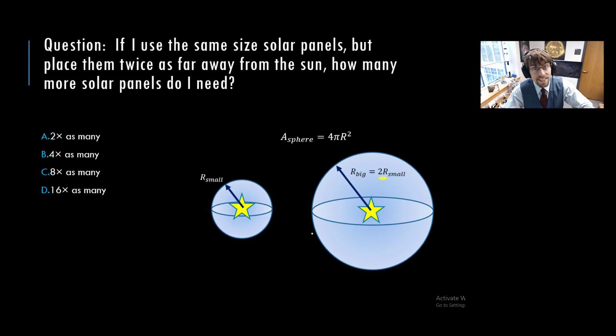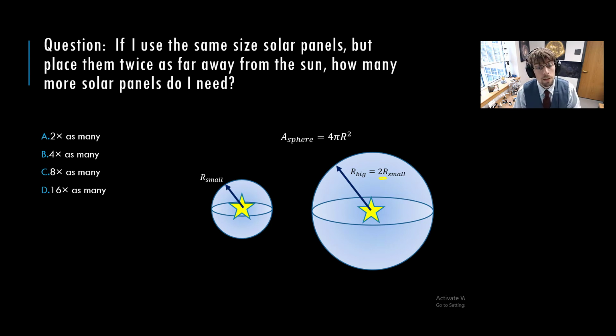And the whole idea is that the number of solar panels that I need is proportional to the area that I have to cover. So if I double the area, that means I need twice as many solar panels. Or if I quintuple the area, I need 5 times as many solar panels. So what we first need to figure out is the ratio of the areas.